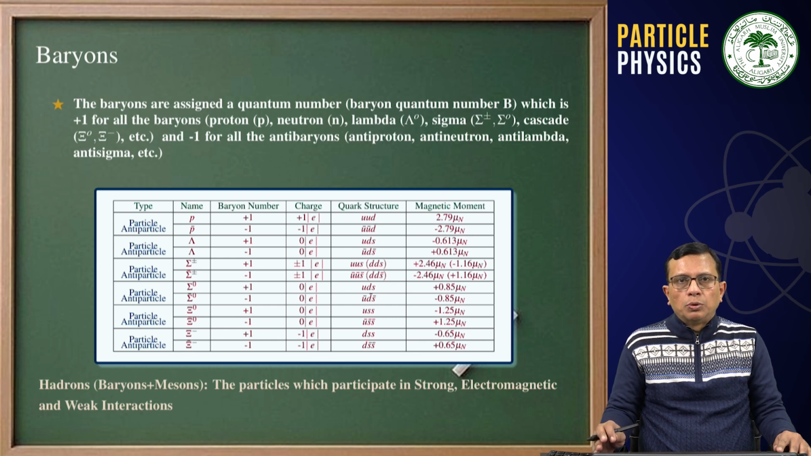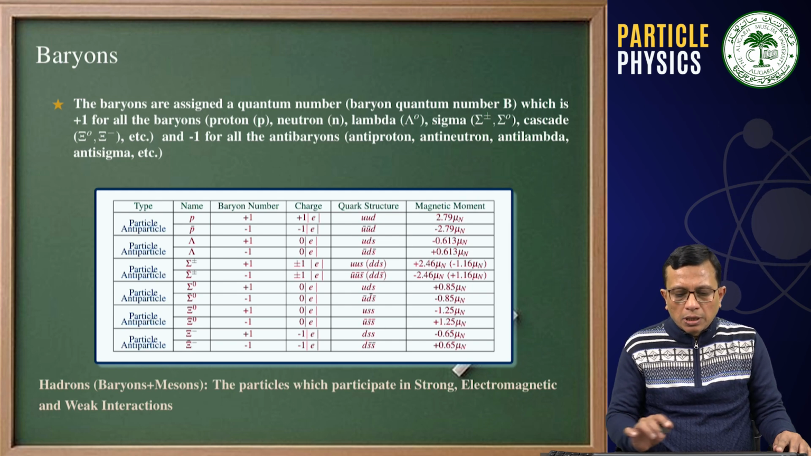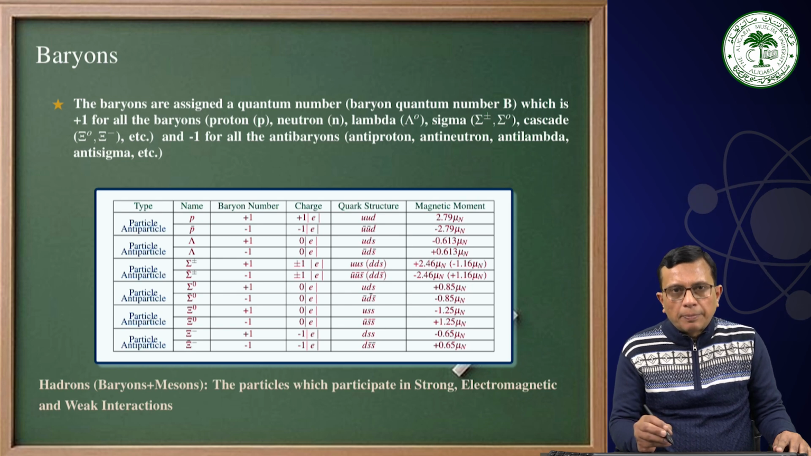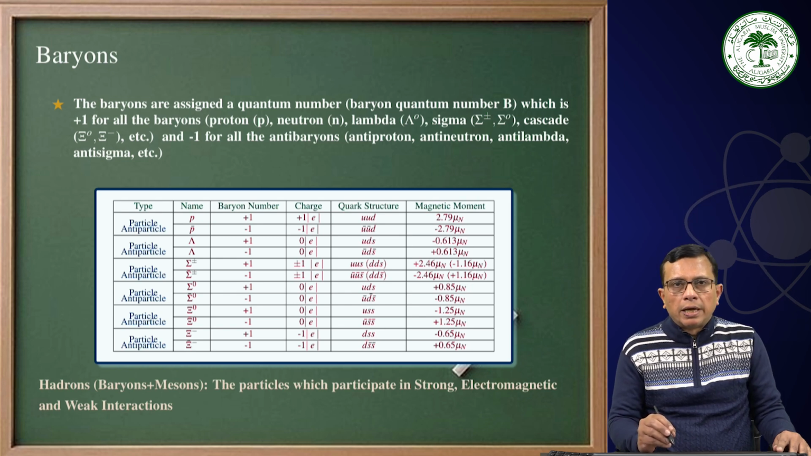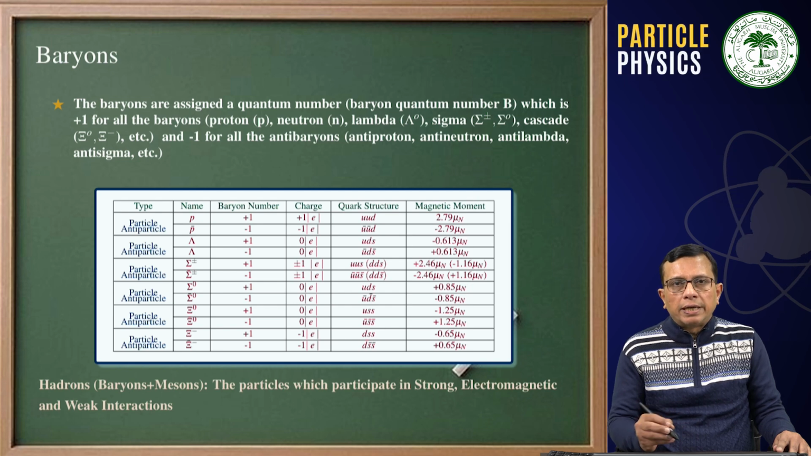What I had told you is that baryons are both non-strange baryons and strange baryons, and in total we have protons, lambda, sigma, cascade, etc. as the baryons, and we assign these particles a baryon quantum number +1. Then we have anti-particles like anti-proton, anti-neutron, anti-lambda, anti-sigma, etc., to which we assign baryon quantum number -1.